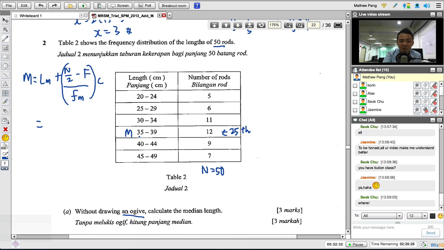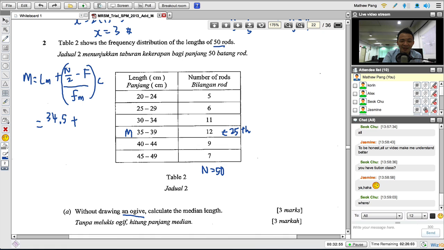Lm is the lower boundary of the median class. So the lower boundary for this one will be 34.5. How to find the lower boundary? 34 plus 35 over 2. It means the lower class limit plus the upper class limit, we divide by 2. So it will be 34 plus 35 divided by 2, which is 34.5.